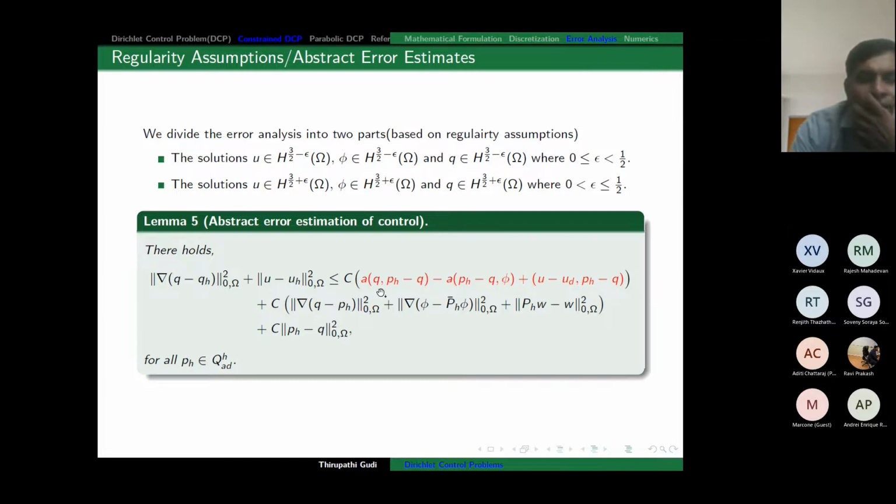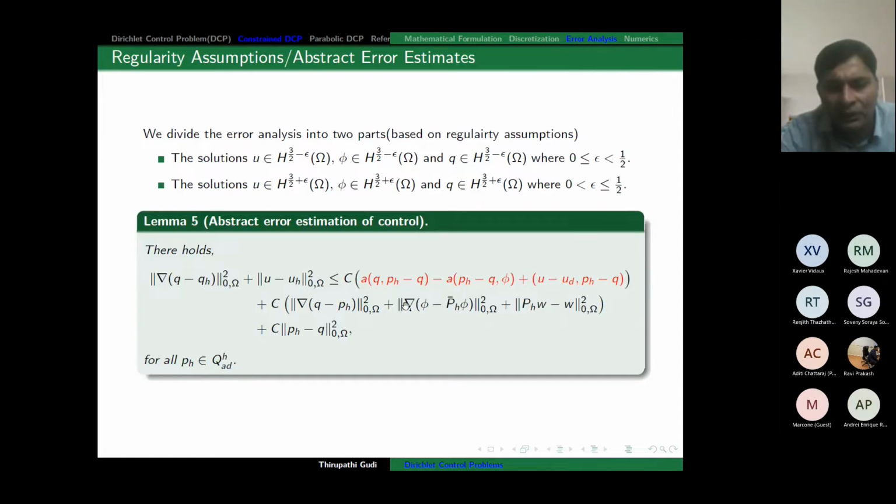So Q, the continuous control, and then some discrete function. So this discrete function, ideally we want some interpolation of Q. But this cannot be equal to 0 unless we have the equation, but it is an inequality, so this still remains. This is true for all P_H in Q_H^ad. This is what the energy arguments give, this abstract estimate.